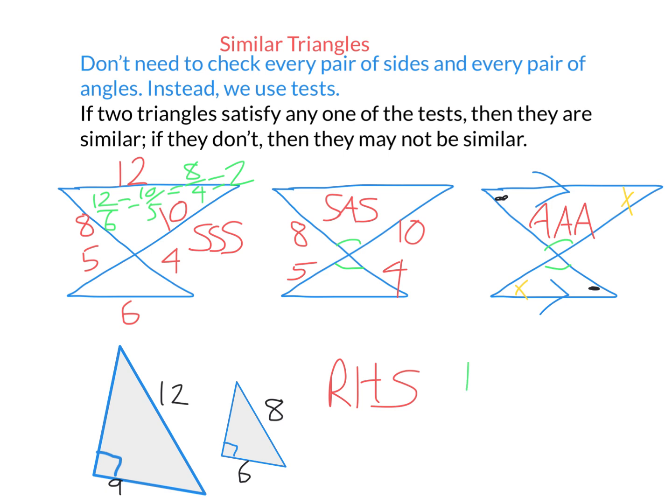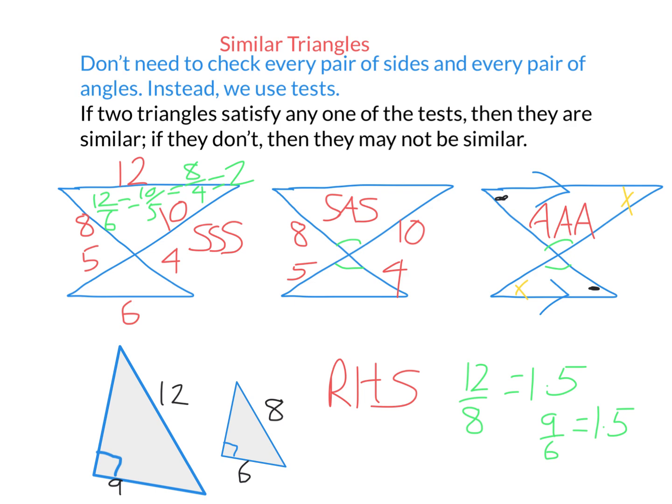So here, the scale factor for the hypotenuse is 12/8, which is 1.5, and the scale factor for the other pair of sides is 9/6, which is also 1.5. So here the scale factor is consistent. This side here is 1.5 times the hypotenuse in the smaller triangle. This side here is 1.5 times as large as this side. So we have two pairs of sides in the same proportion, one hypotenuse, another side, and they also have a right angle, so the RHS test proves that they are similar.